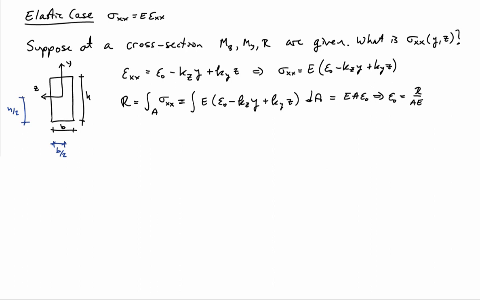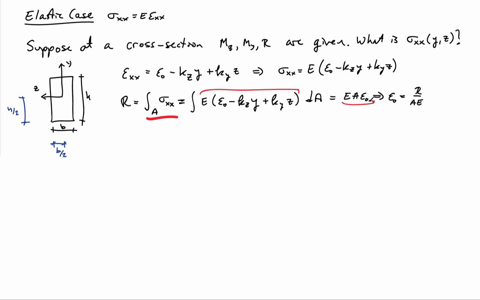I don't know in this expression yet what kappa z and kappa y are, but I can use the equations for the resultants and their connections to the stresses to determine those. So if I take the expression for the force resultant in the x direction, I have r is equal to the integral over the cross-sectional area of sigma xx. And if I plug my expression for sigma xx into that integral, I can compute this integral, and I find out that I get E A epsilon naught.